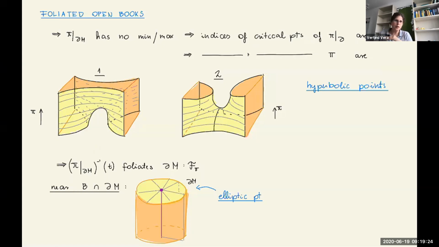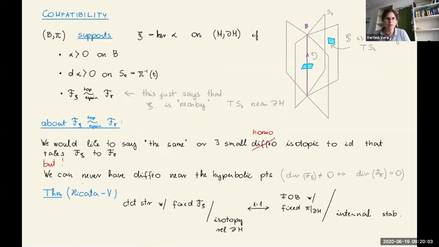And then once again, just remember that when you restrict everything to the boundary, you get the foliation of the surface. And this foliation, we already see how it looks, the level sets. This is how it looks away from where the binding intersects the boundary. And when the binding intersects the boundary, it sort of looks like an elliptic point. Okay, so you have hyperbolic points and elliptic points, which are exactly what we had for generic characteristic foliations. And that's exactly why we try to not have the circle components.